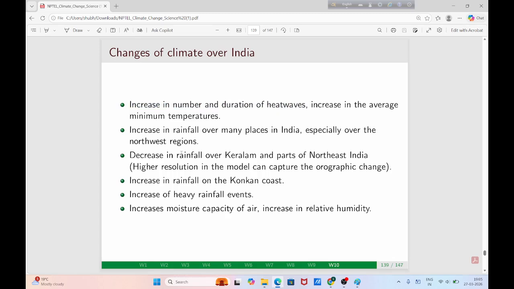With the commencement of more suffocating or more unbearable conditions due to heat waves, and an increase in rainfall over many places, that is due to the increase of temperature, and there will be more water vapor in the atmosphere. So for India, it shows that there might be an increase in rainfall in many places, especially over the northwest region. So in Rajasthan, Punjab, Haryana, or Maharashtra, Madhya Pradesh, this type of areas, or Delhi, maybe they might witness higher rainfalls along with the future scenario, future cases. But decrease in rainfall over Keralam.